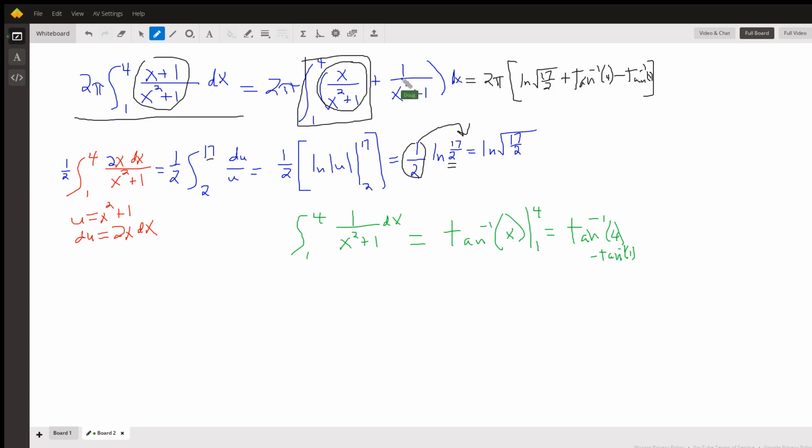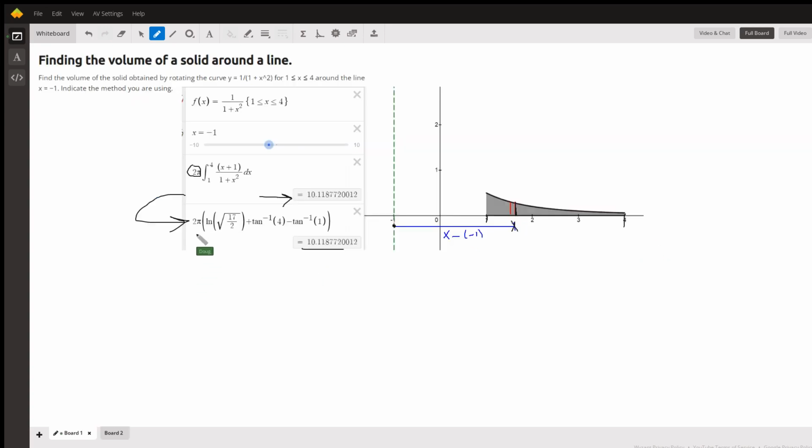Now for the second definite integral, 2 pi times the antiderivative from 1 to 4, I've got that down here. The antiderivative of 1 over x squared plus 1 is inverse tangent. So that's pretty easy. From 1 to 4, inverse tangent of 4 minus inverse tangent of 1. Substitute those values in, and that's where this came from. Okay, so that's an exact value. This is a decimal approximation.